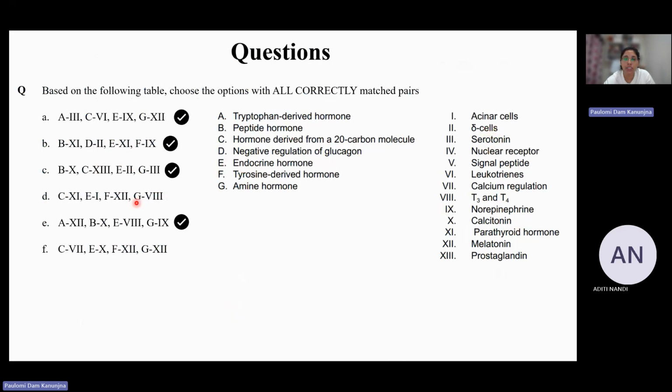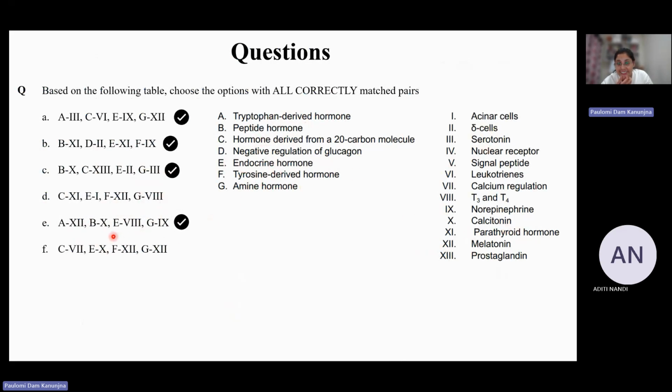We have just established this. And G, which is amine hormone, which is your tree, which is serotonin, which is also correct. Okay. So this is also not correct option. Let's go to the next correct option first. So the fifth one says A, again tryptophan derived hormone to 12, which is melatonin, which is correct. B, which is your peptide hormone to 10, calcitonin, which is also correct.